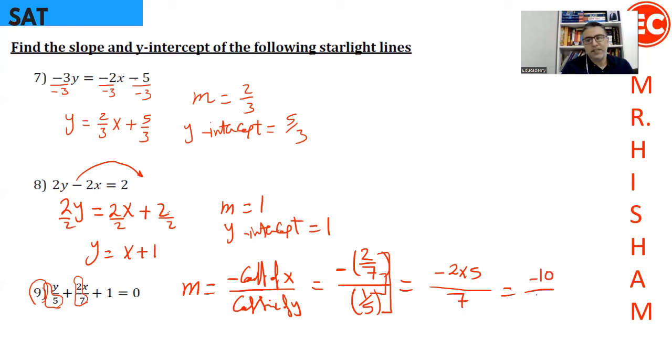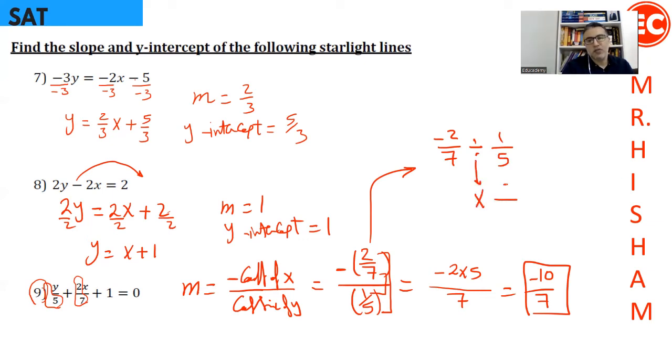So it's -10/7. If you don't know how to solve this one, you can rewrite it as -2/7 divided by 1/5. Later, this changes into a fraction: find the reciprocal of 1/5, change from division to multiplication. -2 times 5 is -10, and 7 times 1 is 7. So it's -10/7.